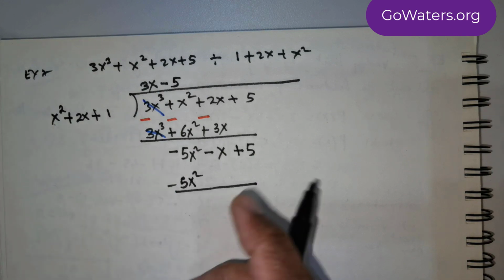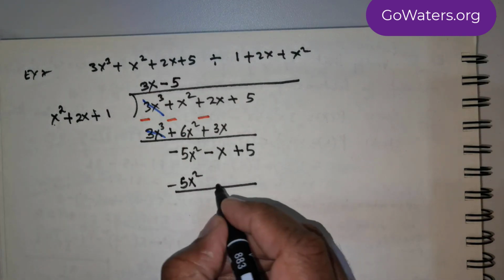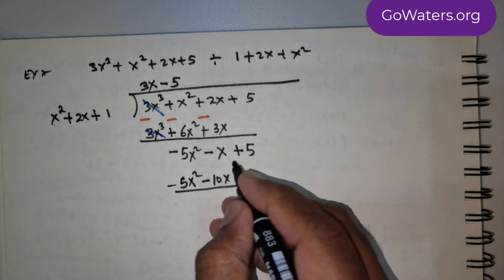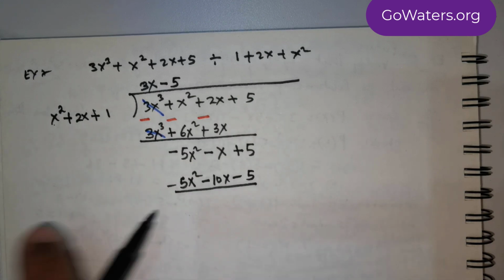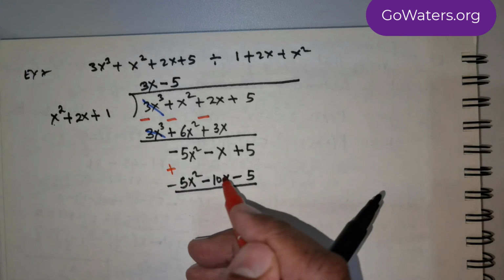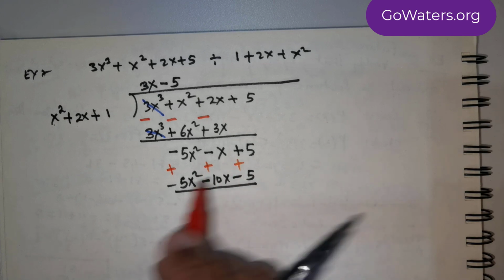Negative 5 multiplied with x squared would give me negative 5x squared, followed by negative 5 times 2x is going to be negative 10x, followed by negative 5 times positive 1 is going to be negative 5. Now you change the sign. You have a negative, change it to positive. You got a negative, change it to positive. You got a negative, change it to positive.